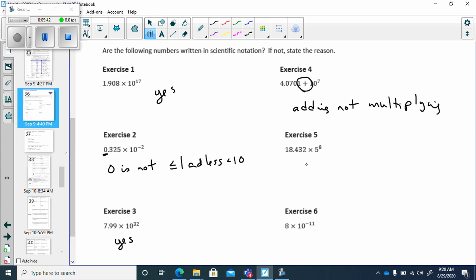How about this one? No, because 18 is greater than 10, okay? Remember, this number has to be greater than or equal to 1 and less than 10, and this is greater than 10. 8 times 10 to the negative 11th? Yes, that one's scientific notation.